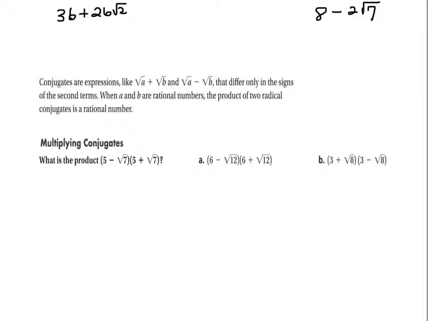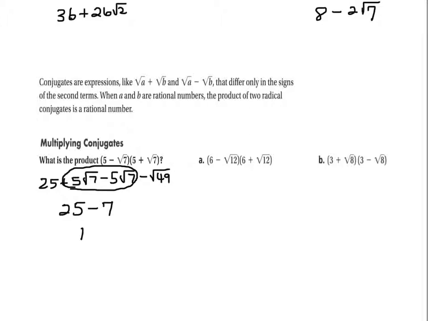So, conjugates. We're going to multiply these together. Again, you're going to use the FOIL method. First times first is 25. The outsides is positive 5 square root of 7. The insides is negative 5 square root of 7. And last is negative square root of 49. You'll notice these two middle terms are opposites of each other, so they're going to go away. So essentially, you have 25 minus the square root of 49, which is 7. 25 minus 7 is 18. And you'll notice in your answer that you no longer have any radicals.